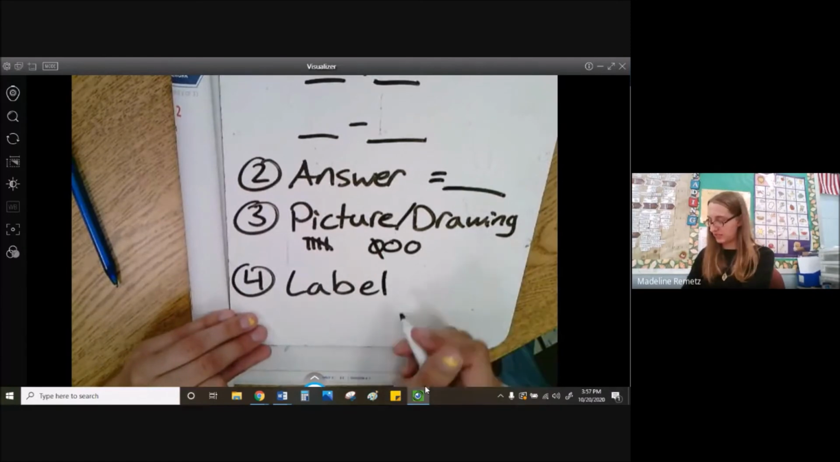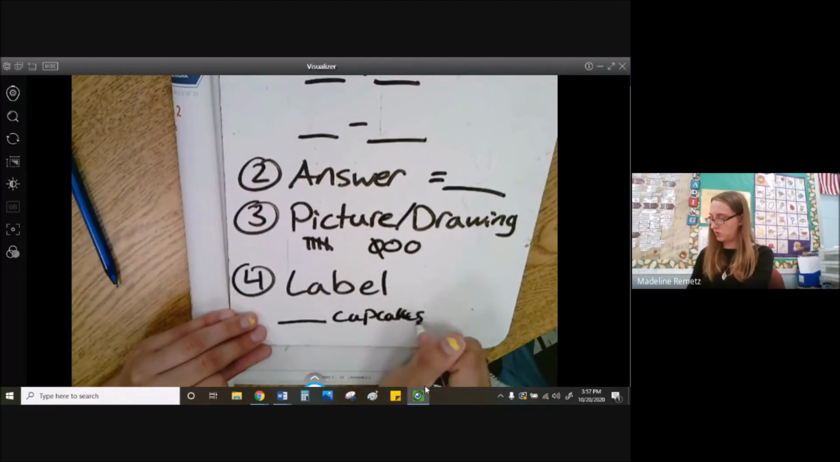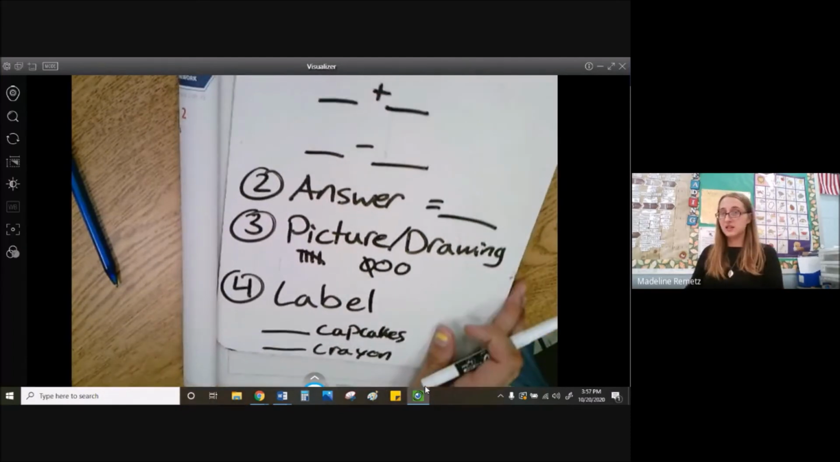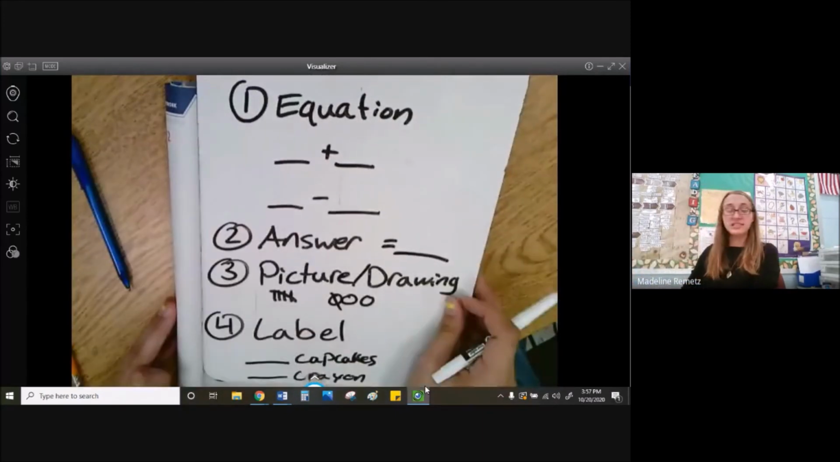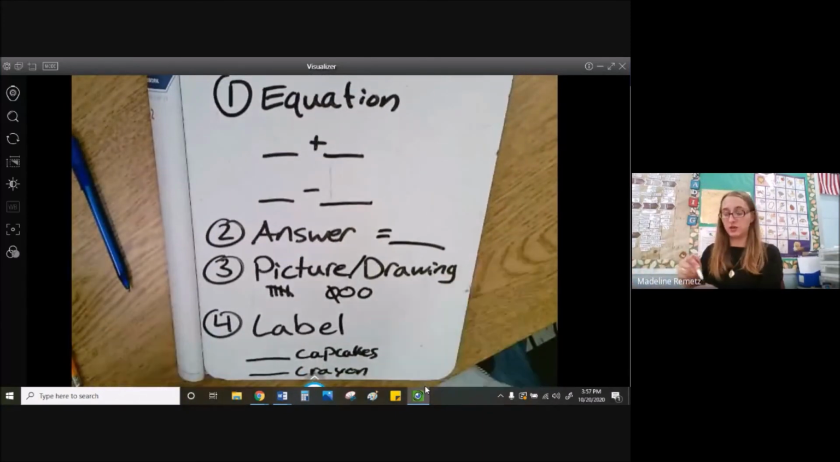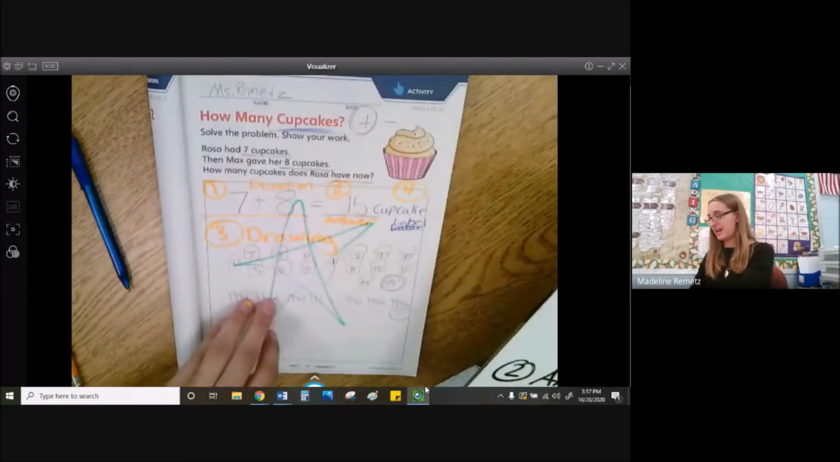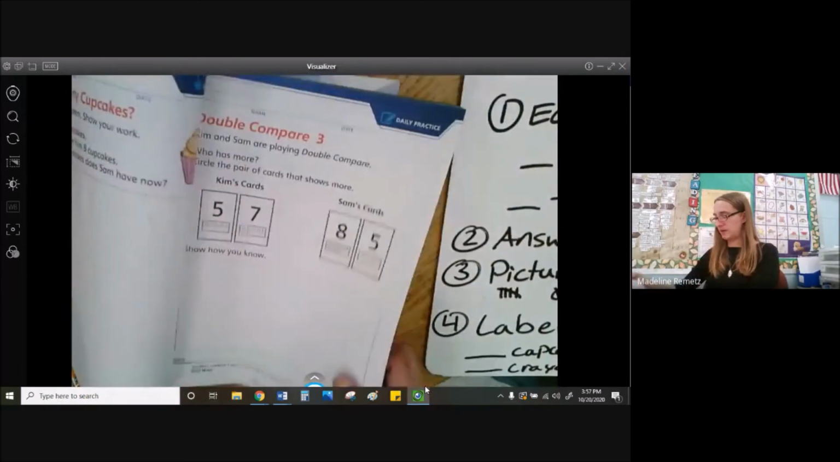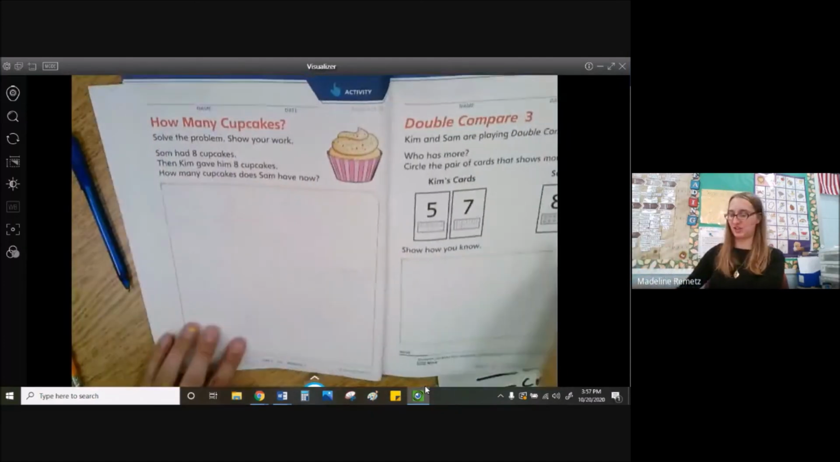What are you counting? So maybe you're doing cupcakes or crayons, right? We do crayons a lot in class, or pencils. These are the ways to get a 4-point answer in first grade. This is how first graders answer their story problems. So I'm excited to try it out with you. Go ahead and work on the second part to How Many Cupcakes on page 32.